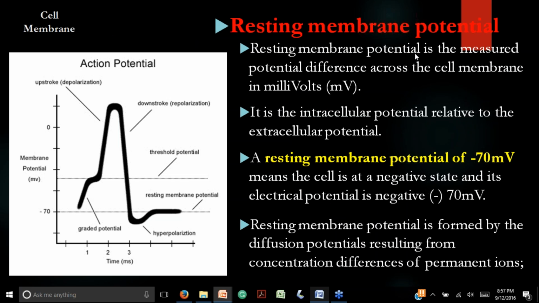Okay, so resting membrane potential. What is resting membrane potential? Resting membrane potential is the difference of charges that are inside or outside in the resting state of the cell. For example, the resting state of the cell is going to be the relaxation of the cell, or in the case of the nerve, it is in the resting stage. So the cell is not receiving any stimulation, so there is no action potential.